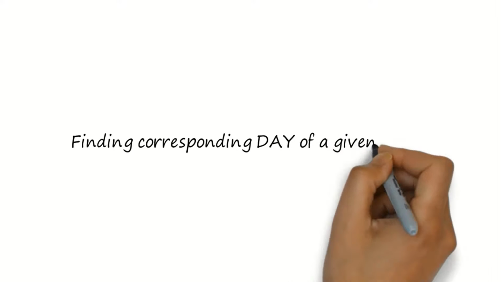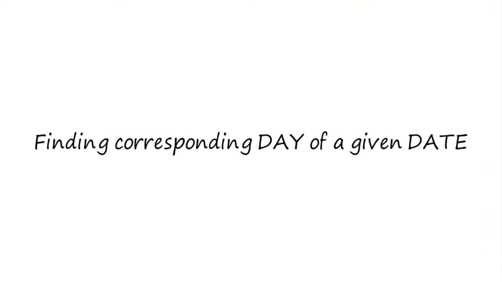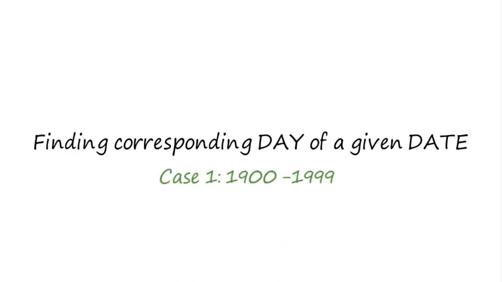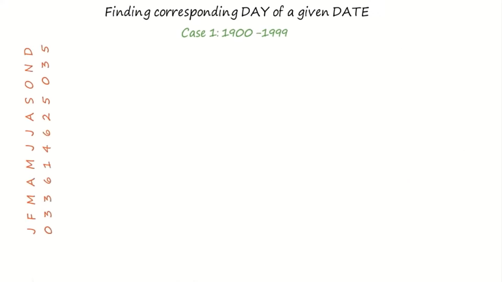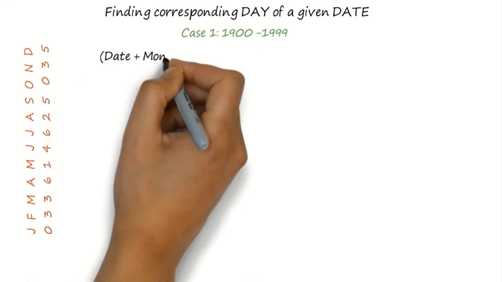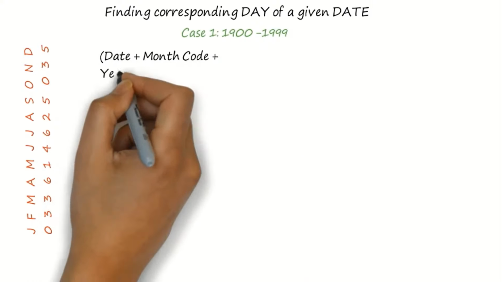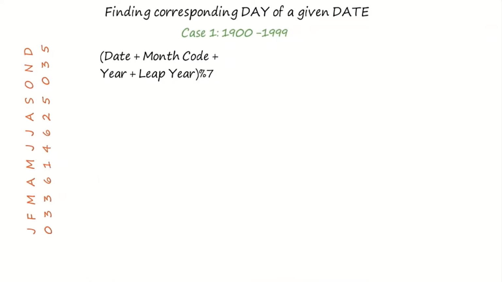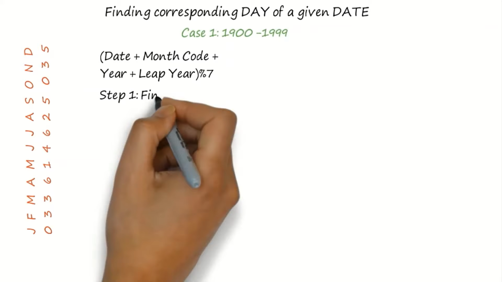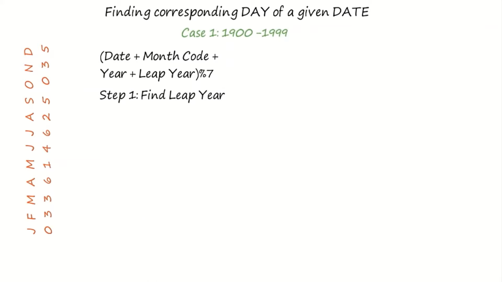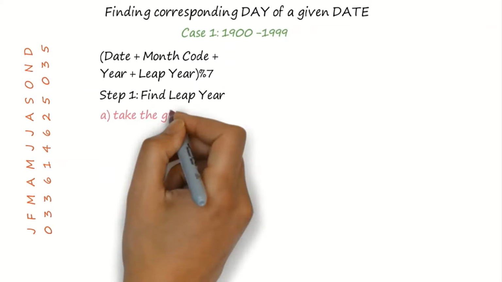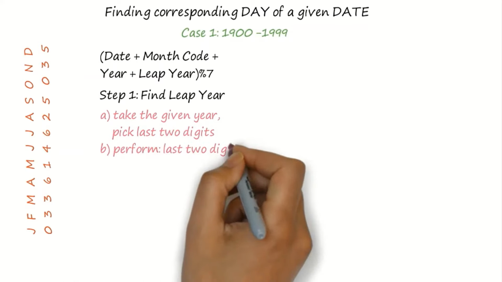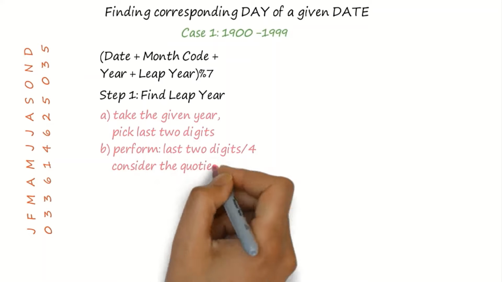First, let's see how to calculate if the date ranges between 1900 till 1999. Here, I will consider the formula as date plus month code plus year plus leap year mod 7. Now follow the instructions very carefully. First step is to calculate leap years. So we take the last two digits of the given year and divide it by 4 and take the quotient. Why 4? Because leap year comes after every 4 years.